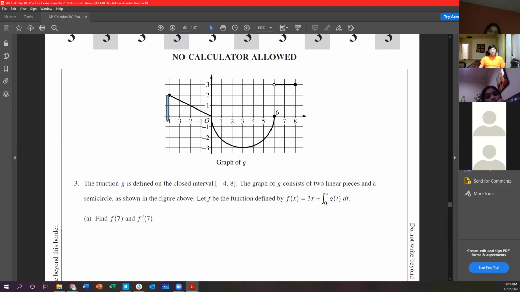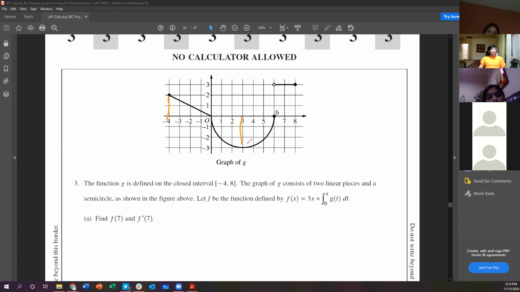From negative, what is going on? Okay, okay, what is, huh? Oh, okay, all right. So from -4 to +3, f prime of x will still be equal to 3. Or actually, we can just think about f of x. F of x equals 3x plus the integral from 0 to x of g of t dt.